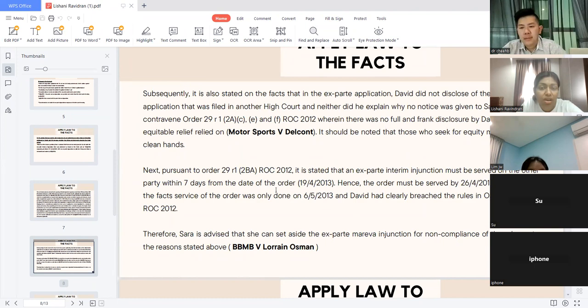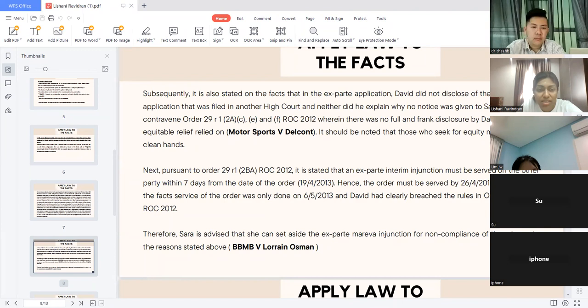19-4-2013. Hence, the order must be served by 26-4-2013. However, on the facts, service of the order was only done on 6-5-2013, and David had clearly breached the rules in Order 29, Rule 12BA of the ROC. Therefore, Sarah is advised that she can set aside the ex parte Mariva injunction for non-compliance of the above-mentioned rule.